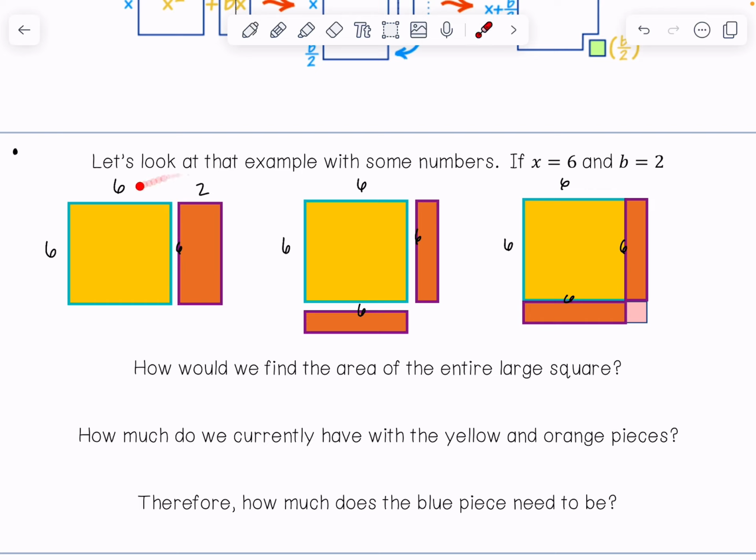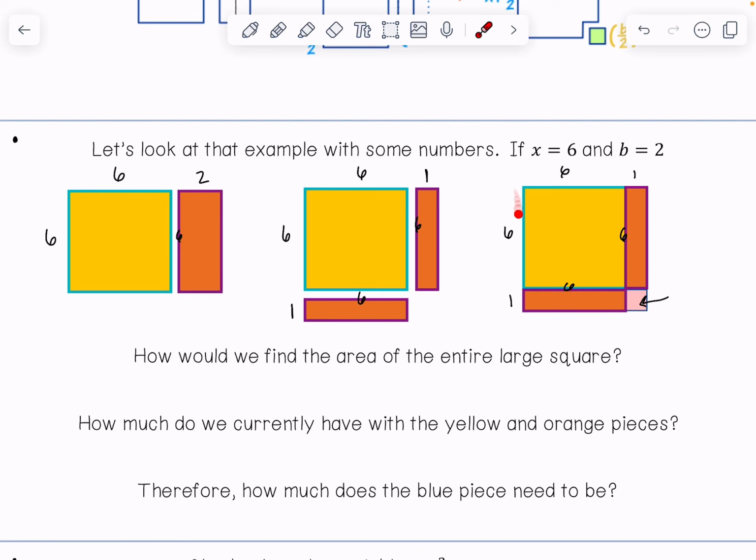So once again, the first thing we did after we get that on here is we split this in half and brought half of it down here. So 2 divided by 2 is actually a 1. This becomes a 1 here and a 1 here. This pink piece is what we're going to try and figure out: what should that area be in order for this to actually be a square? Because right now we only have the yellow and orange pieces.